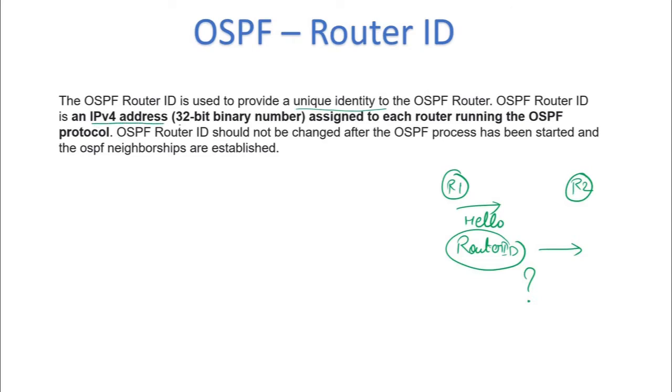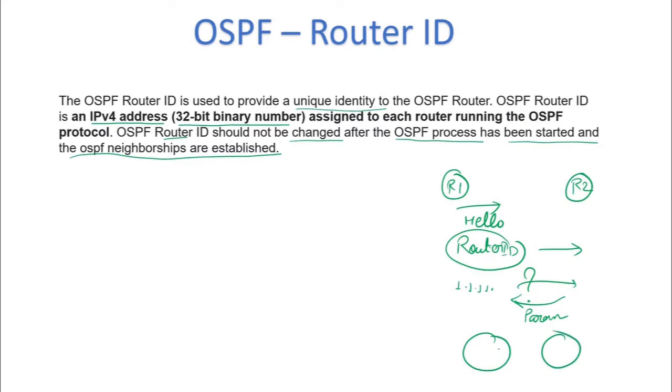And you already know that an IPv4 address is a 32-bit binary number, right? So that is being assigned to the routers. And the router ID should not be changed after the OSPF process has been started and the OSPF neighborship has been established. Suppose the router ID is 1.1.1, it has sent hello, it has got the reply, the parameters matched, and they are adjacent to each other, right? They have shared the database, and everything is up now, they are in a very fine state.